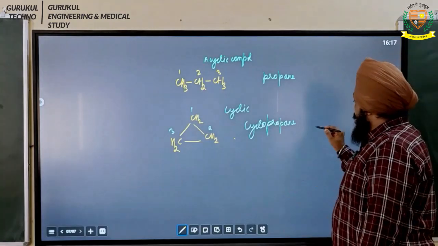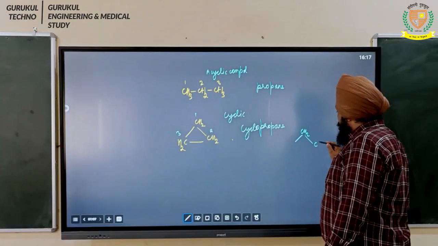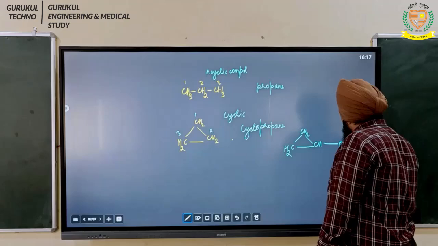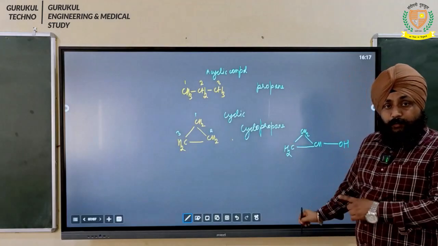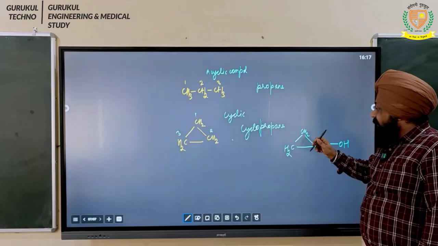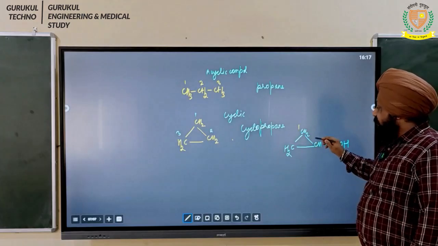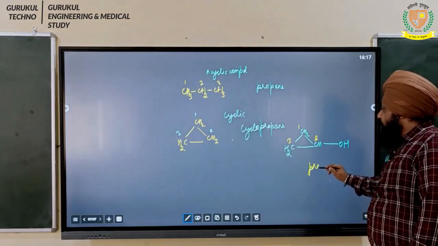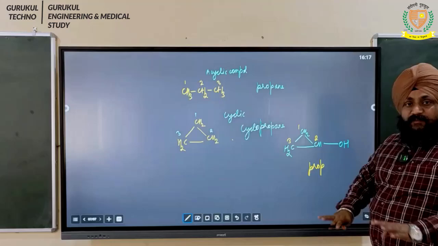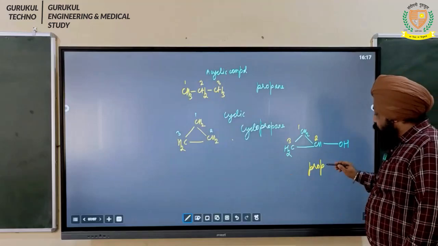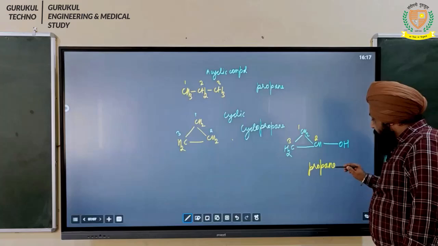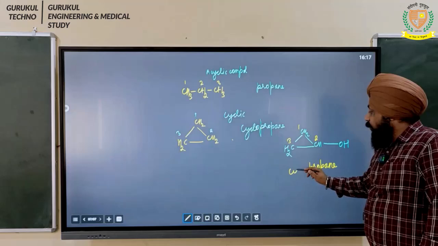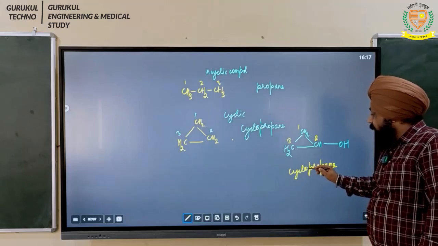What if, students, I take this structure CH2, here also I write CH, here I will write CH2, and here I am putting one OH. See, students, here there are how many carbon atoms? This is first carbon, this is second carbon, this is third carbon. So you will be using the word root prop over there. All single bonds are present, so you will be using the primary suffix ane. It is a cyclic compound, so you will be using the prefix cyclo over here.